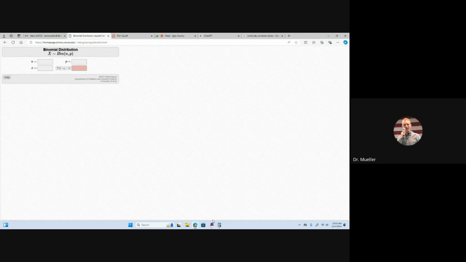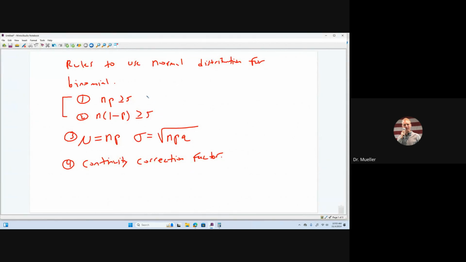So we can use a normal distribution to approximate a binomial if these two rules hold: if n times p is greater than or equal to 5, and n times 1 minus p is greater than or equal to 5. If both of these are true, then you can use the normal distribution to approximate a binomial. Your mean is going to be n times p. Your standard deviation is going to be the square root of n times p times q. That's how you get the mean and the standard deviation.